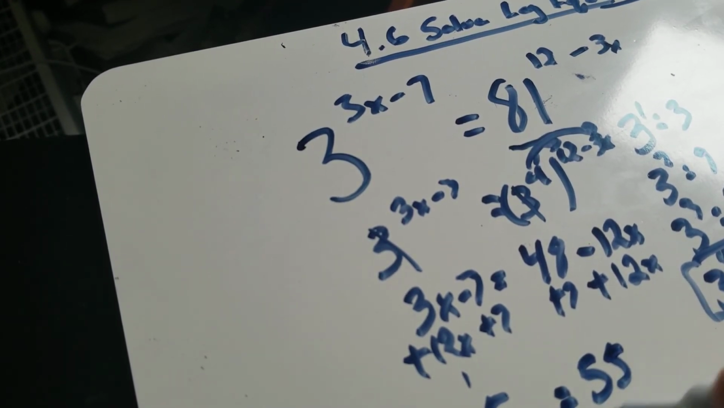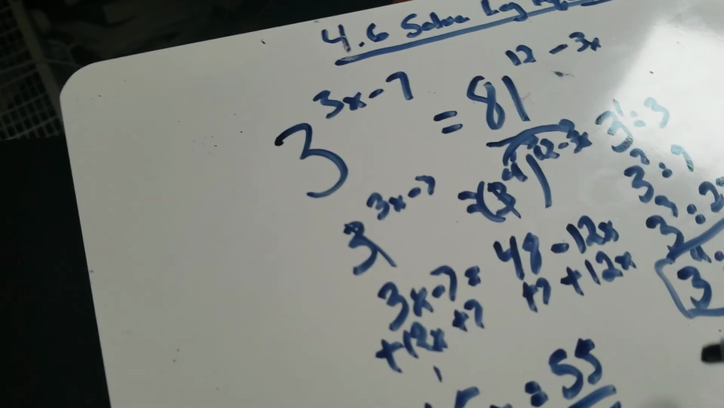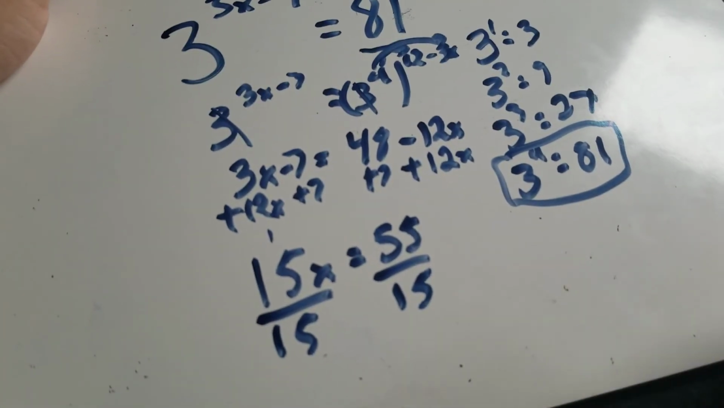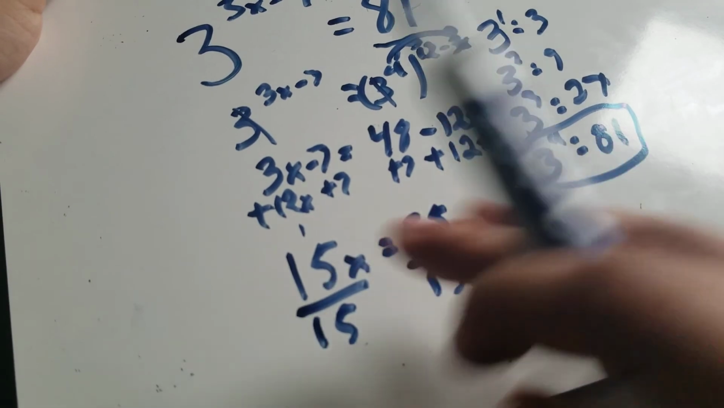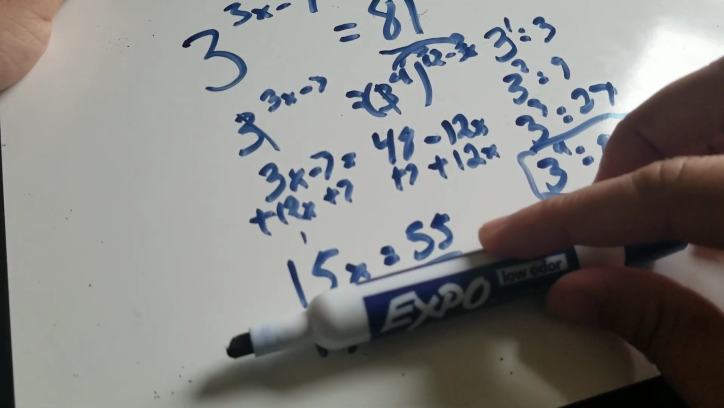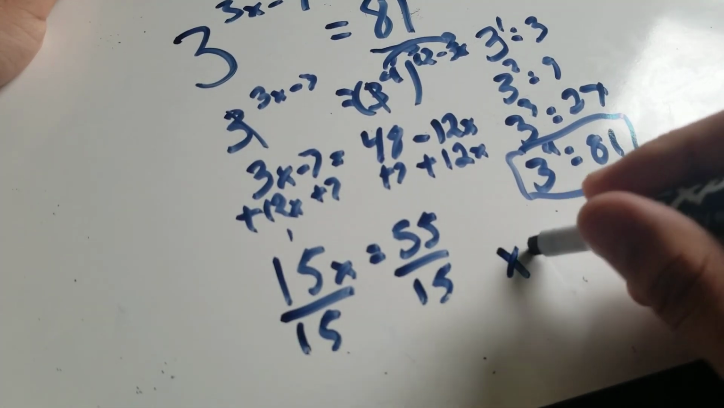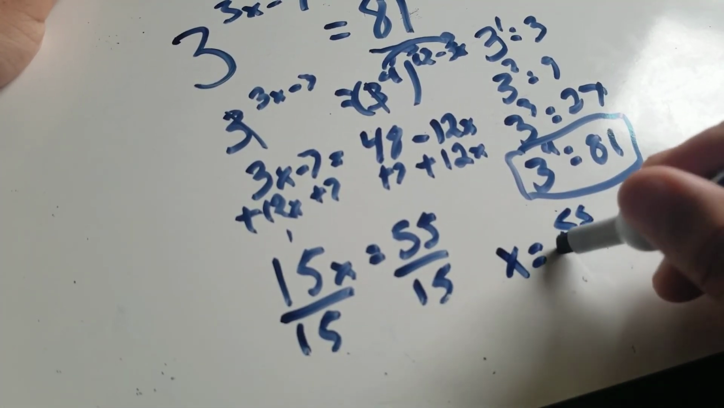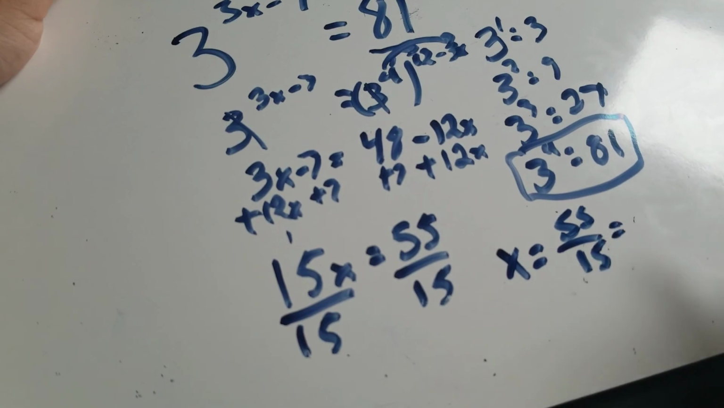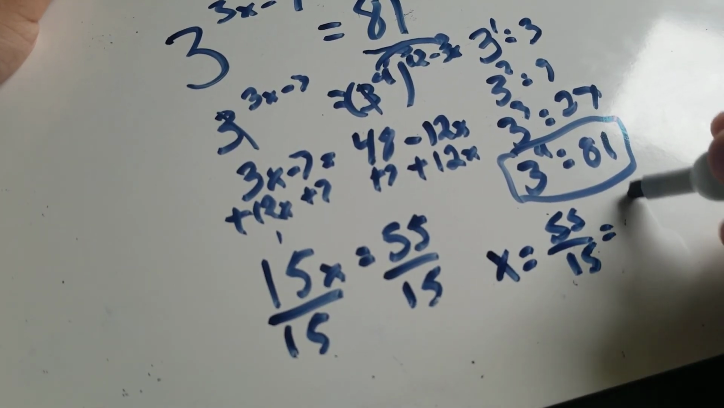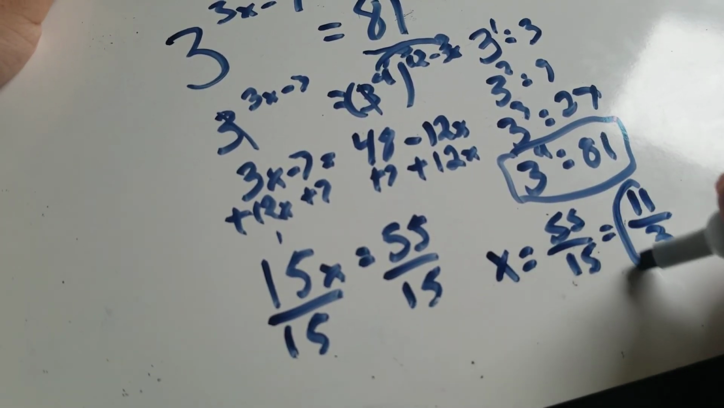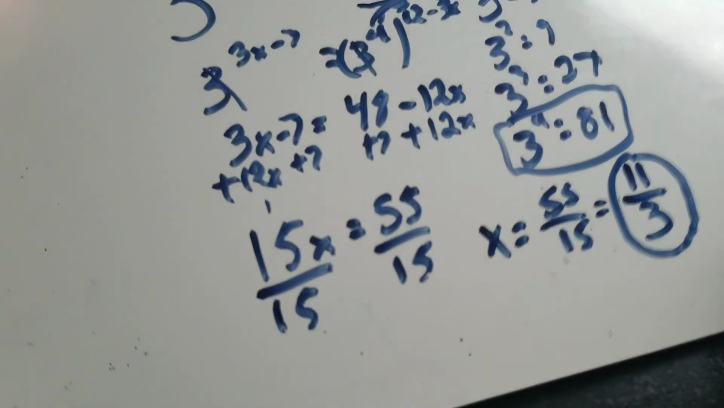Divided by 15, divided by 15. Nope, I'm sorry, it was a little off the camera. But we have 15x equals 55, so I divided by 15 to get the x by itself. x equals 55 over 15. Let me simplify a little bit. Looks like 5 could go into both of them. 11 over 3. So your answer is 11 over 3.